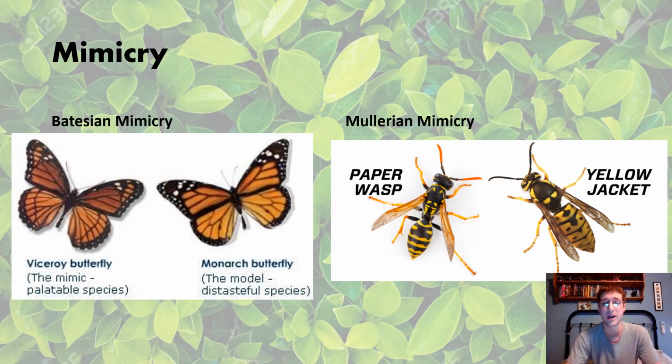Mullerian mimicry, on the other hand, happens when you have two different types of potentially dangerous organisms copying the coloration of one another to send similar signals. So for example, bees, wasps, and so on have this black and yellow coloration to ward off predators.